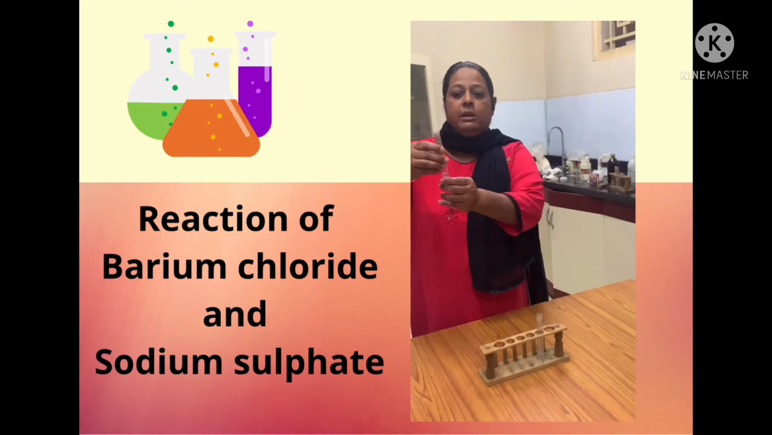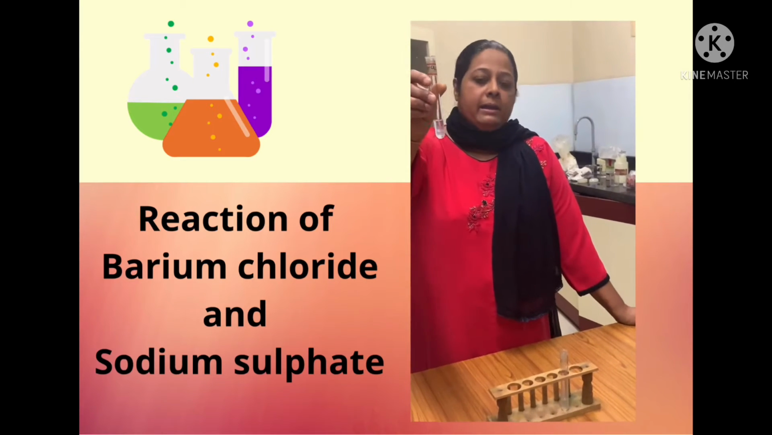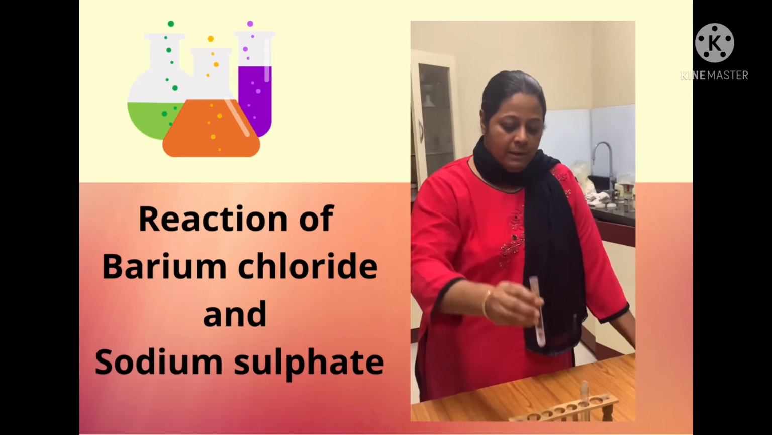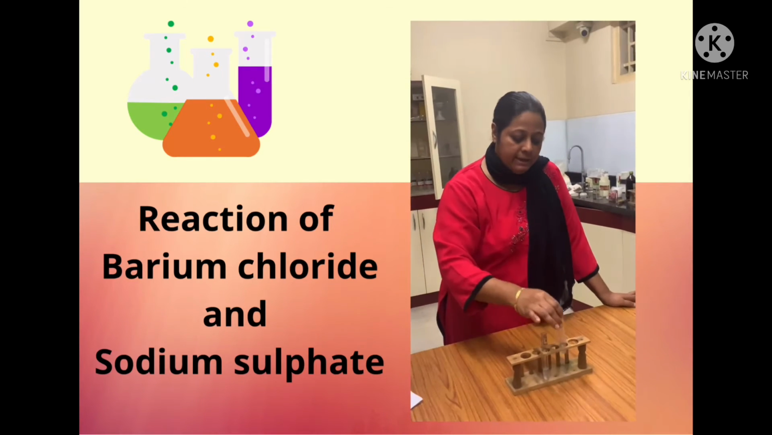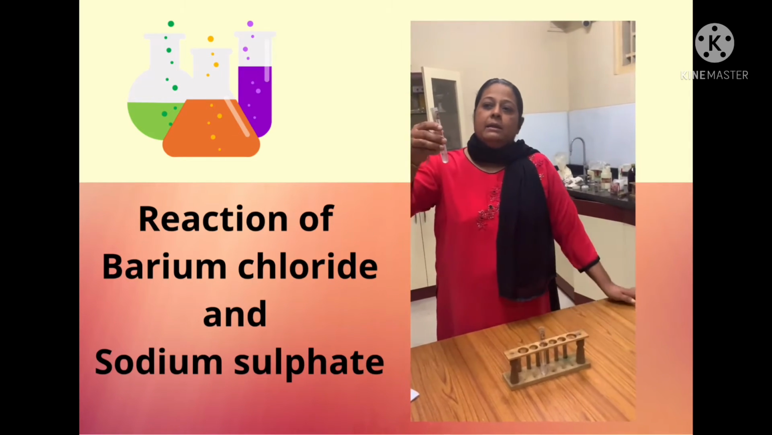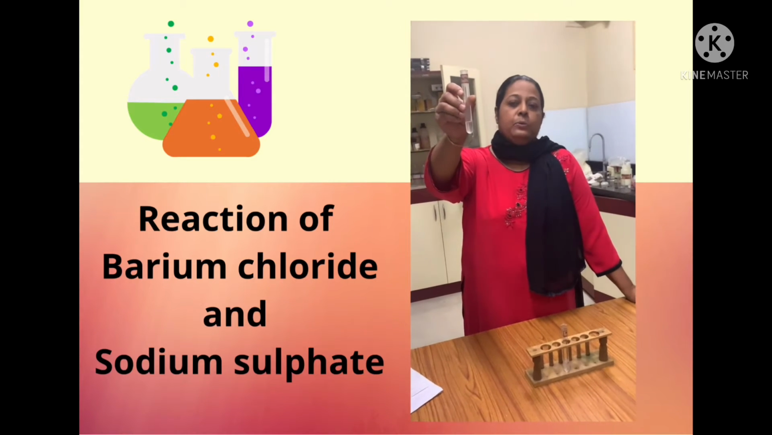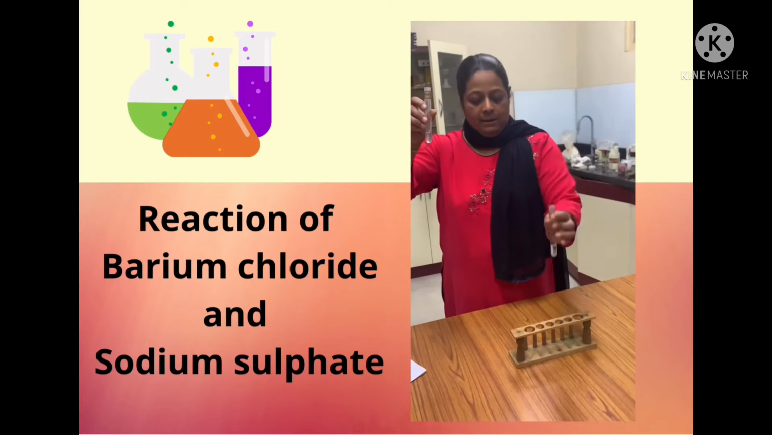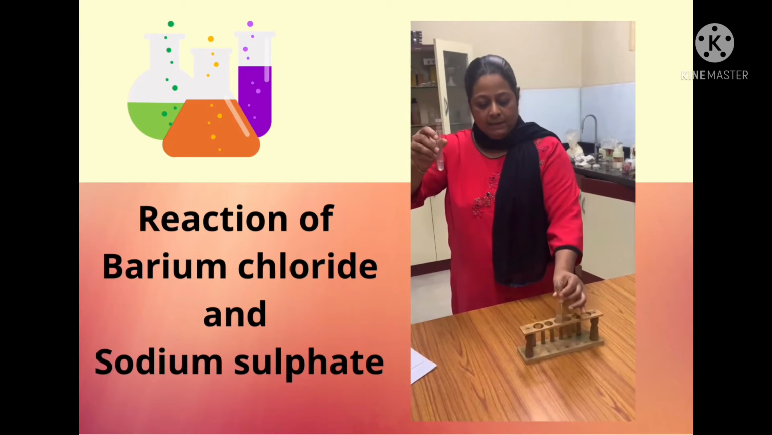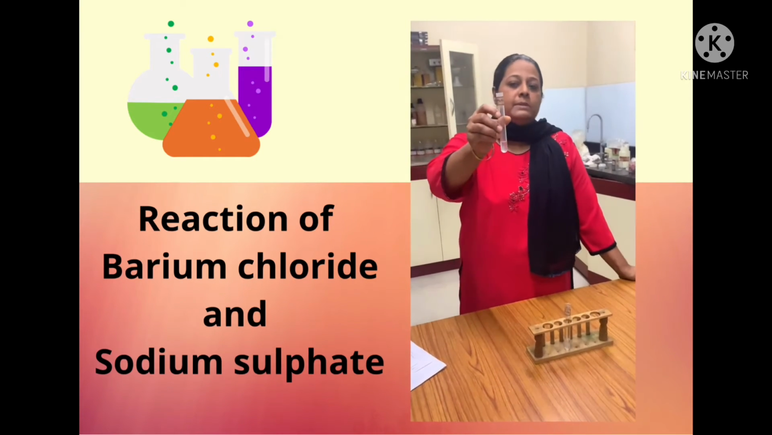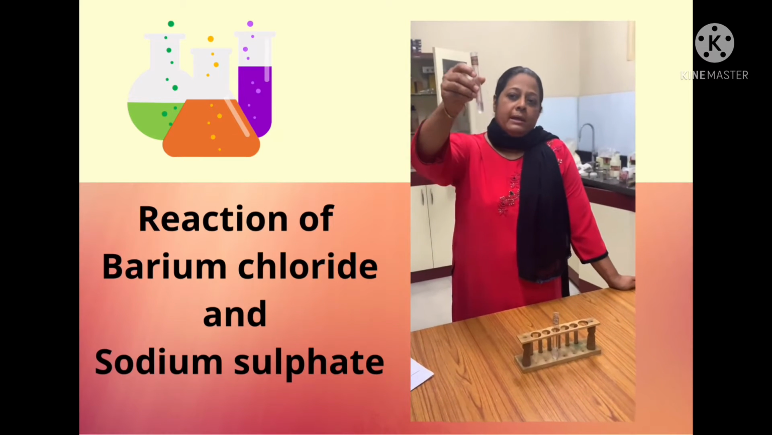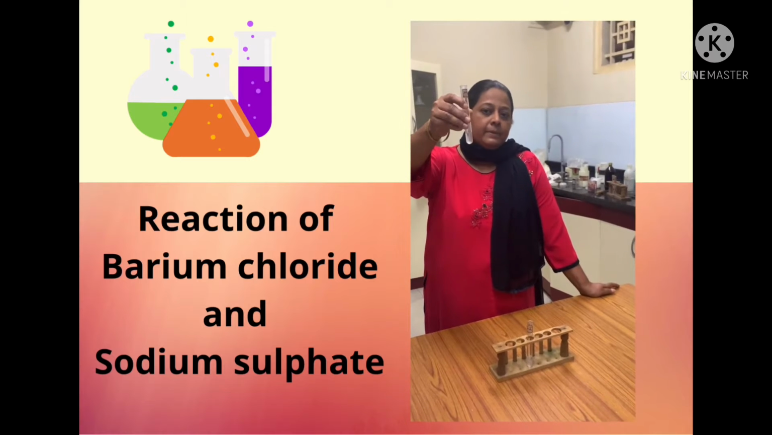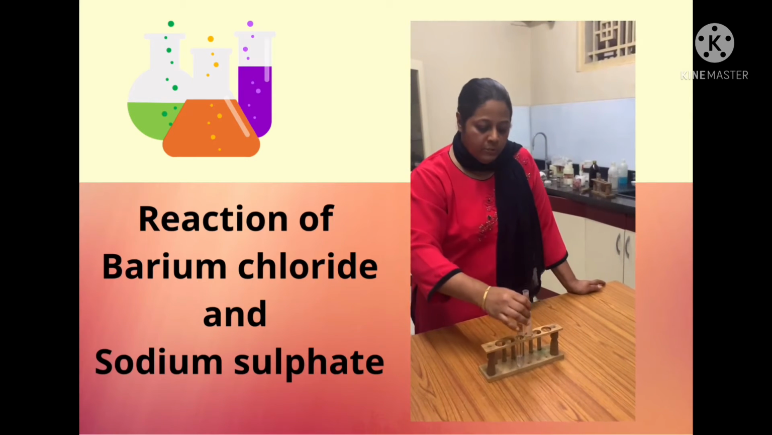This is a solution of barium chloride. Can you see the color of the solution? It is colorless. Then we have another test tube which is containing sodium sulphate, Na2SO4. This is BaCl2, barium chloride, and this is sodium sulphate, Na2SO4. Can you see the color? It is again colorless, right? There is no color.